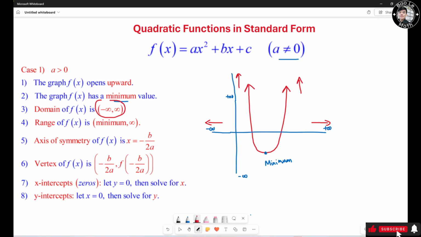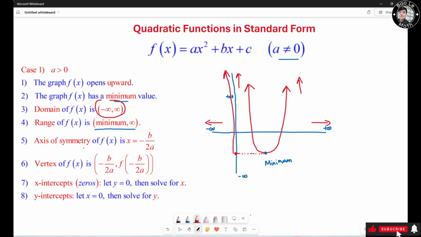Now the range of the function is from the minimum value to positive infinity, right? So the minimum right here, this guy is the minimum value. From here all the way up. So this is the range of the function.